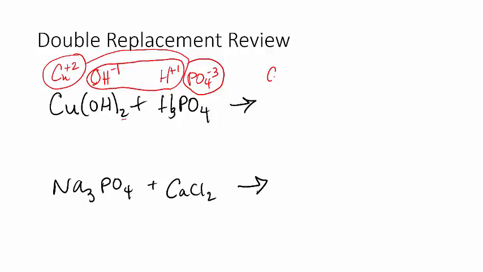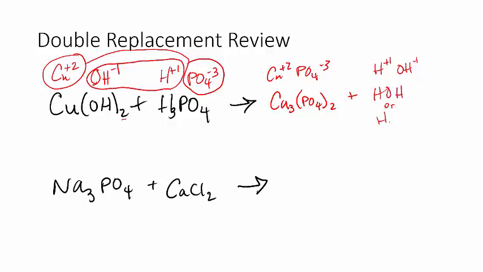So we're going to have copper with a +2 and phosphate with a -3, and we're going to bond those together. So that's going to look like this: Cu3(PO4)2. And sometimes it's really easy to put OH first because it's written first here, but the +1 always comes first. And you can write this as HOH, or you could write it as H2O. Either one's fine.